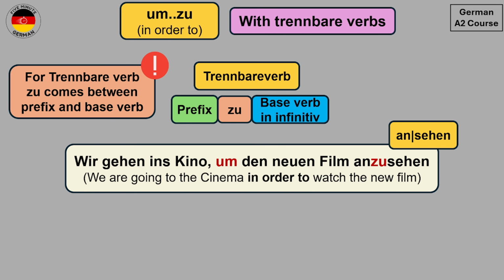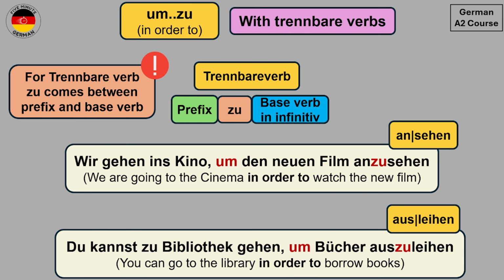Let's take another verb, which is ausleihen, which means to borrow. A sentence can be: Du kannst zur Bibliothek gehen, Bücher auszuleihen. You can go to the library in order to borrow books. So again you see that the zu comes between aus and leihen, so between the prefix and the base verb, which is in infinitive form. So this is how you can use zu with trennbare verbs.